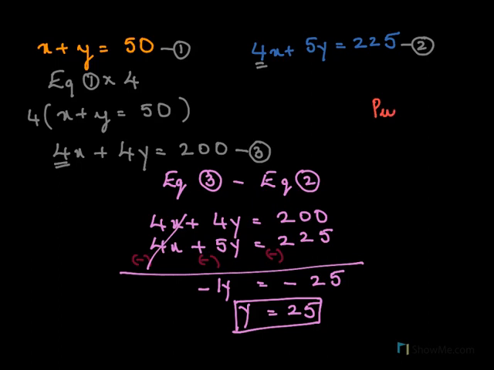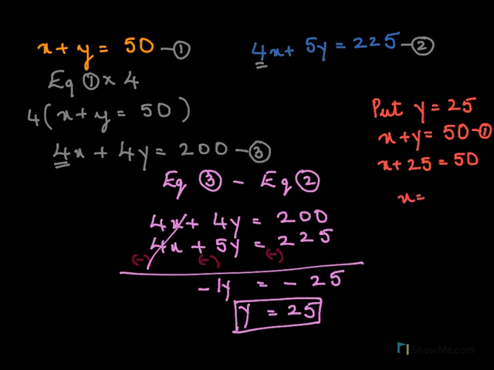So put y equal to 25 in any one of the equations. That is x plus y equal to 50. That was my equation 1. So I have x plus 25 equal to 50 and x equal to 25. So he had 25 paise coins. The number of 25 paise coins were 25, and the 20 paise coins also were 25.